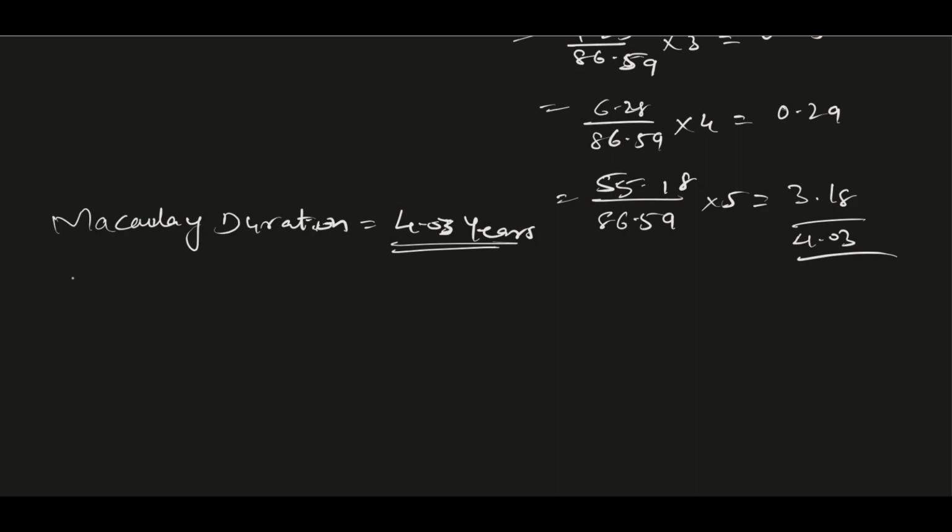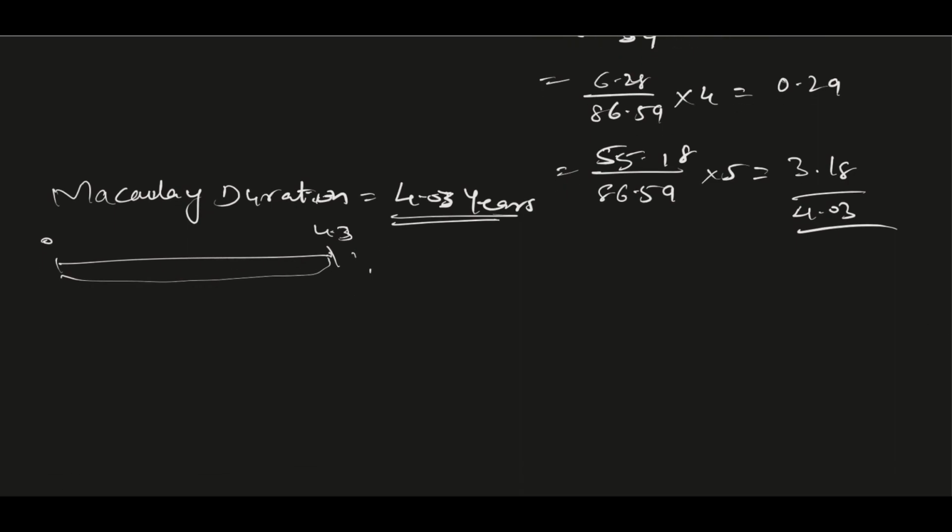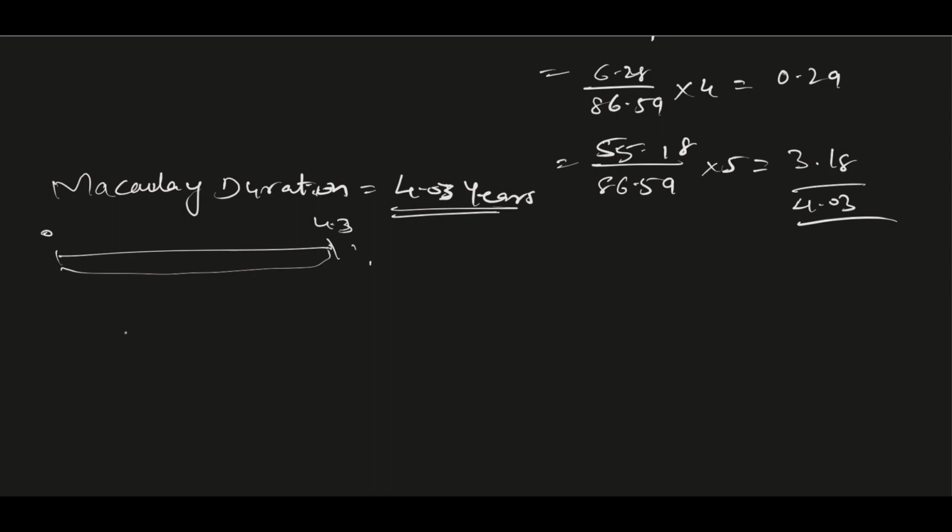Now, from the duration point of view, duration refers to the sensitivity of the bond price for a 1% change in the interest rate. From the sensitivity point of view, if this amount is paid in one shot in 4.03 years, and the interest rate changes by 1%, then it will change by 4.03 percent. That will be the sensitivity or the duration.